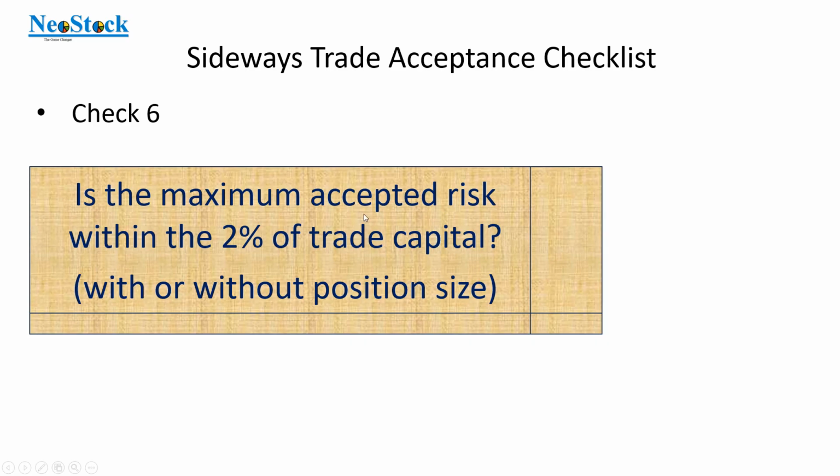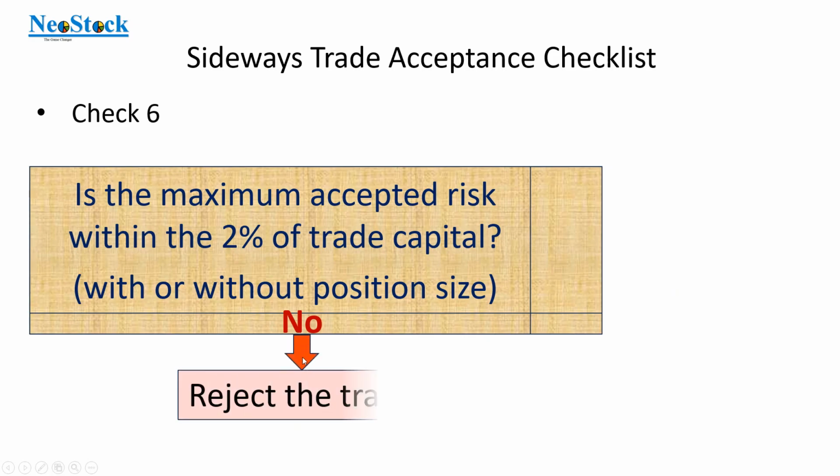Is the maximum accepted risk within the 2% of the trade capital or not? That is with or without position sizing. Sometimes if the risk is beyond 2%, you may do position sizing and you limit your risk within the 2% level. Even after doing the position sizing also, it is not in your control. At that time, you have to reject the trade. So, with or without the position sizing, if it is 2%, you can go to the next checklist item. Otherwise, you have to reject the trade.